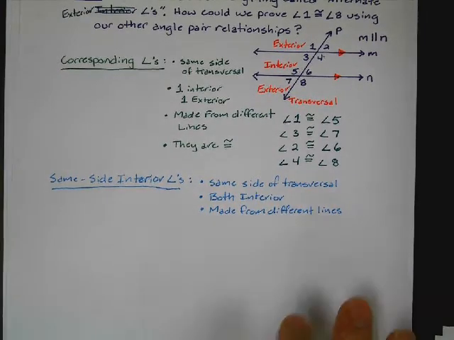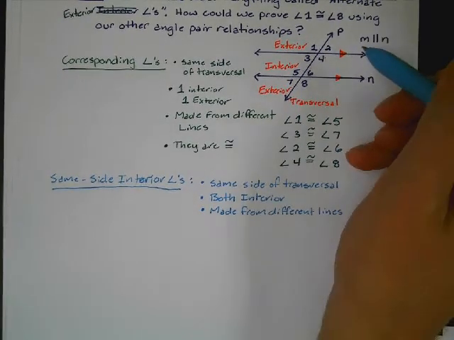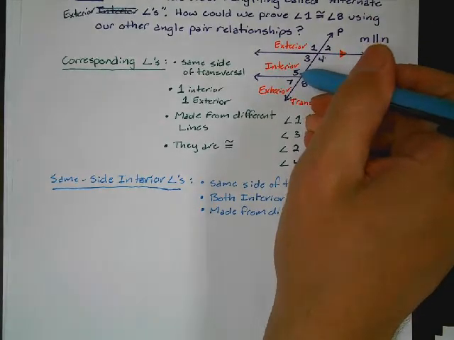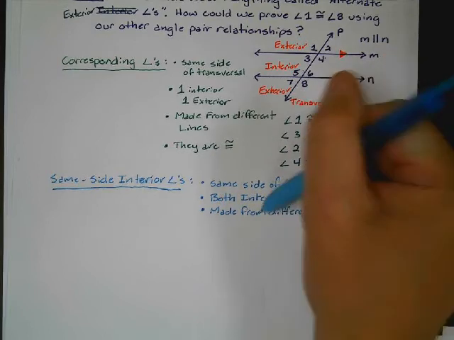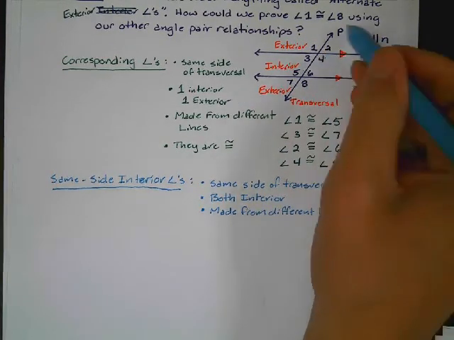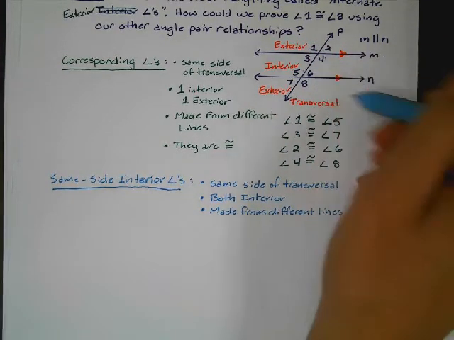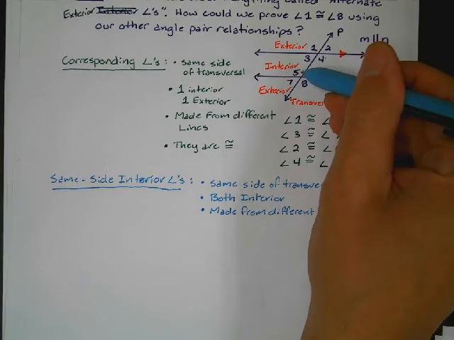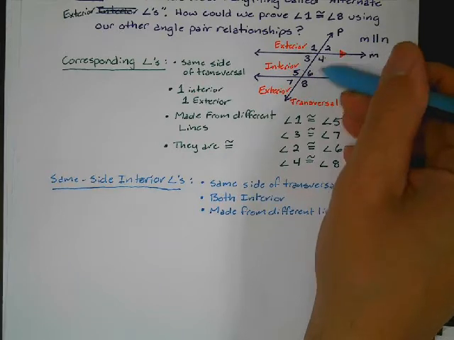All right, so let's find our same side interior angles. Same side of the transversal and both interior. So 3 and 5 are same side interior angles because they're made from different lines. 3 is made from P and M, and 5 is made from P and N. So those would be same side interior angles. And then 4 and 6 over here would be same side interior angles. They're both on the interior, they're both on the same side of the transversal, and they're made from different lines.